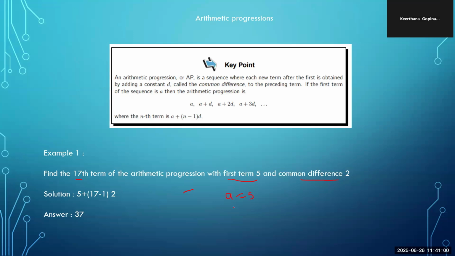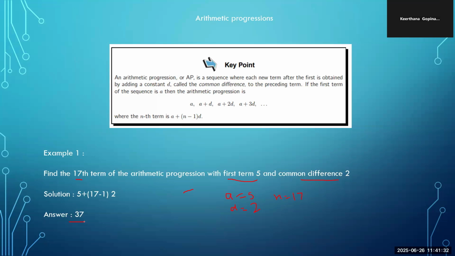D is what? 2. Sorry, 5. No, no. D is 2. Yeah, sorry. Okay. N is what? 17. So N minus 1 is 16. 16 into 2 is 32. 32 plus 5 is 37. That's the answer.